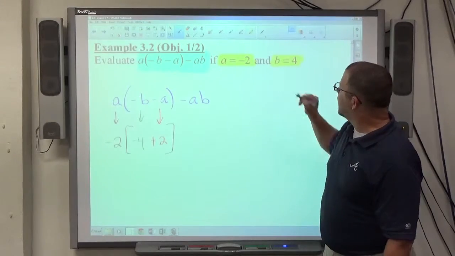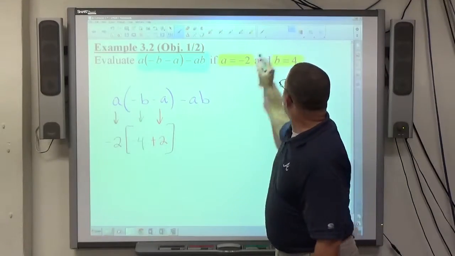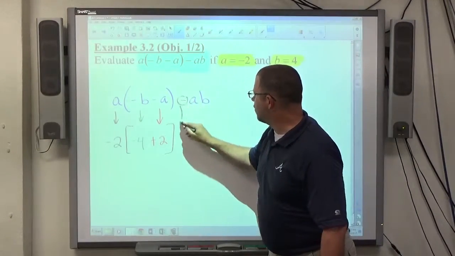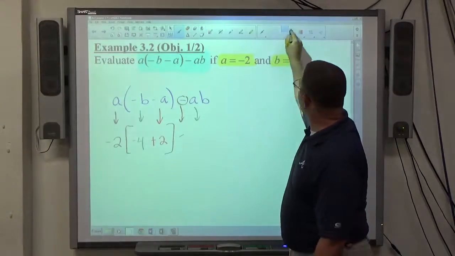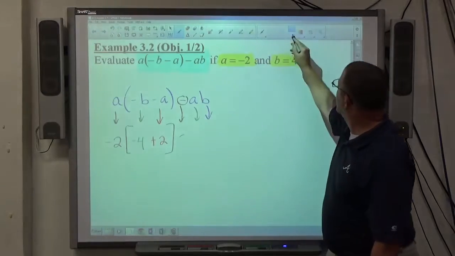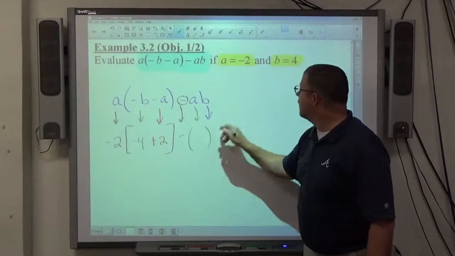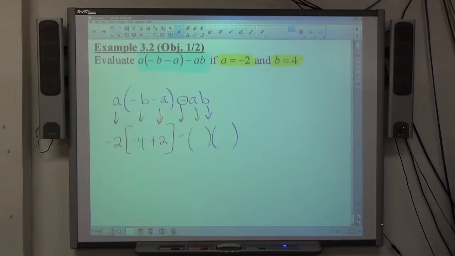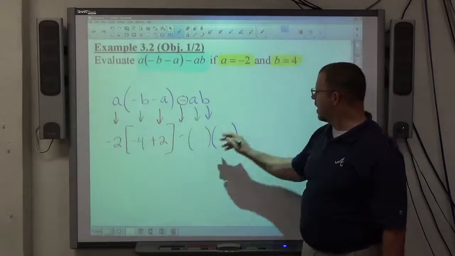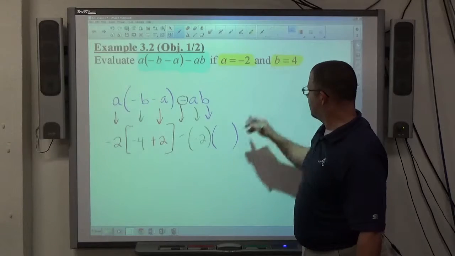Then we got minus ab. So let's just bring the minus sign down for this one. So this minus sign is just going to be right here. And then a times b. All right, a times b. So I'm going to show my multiplication with parentheses. A's value is negative 2 and b's value is positive 4.